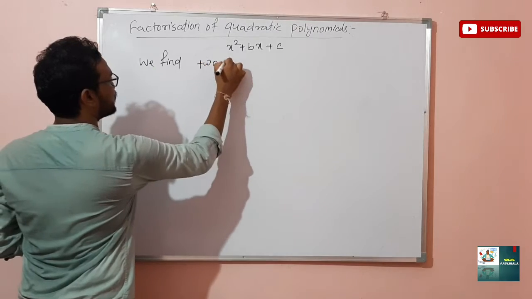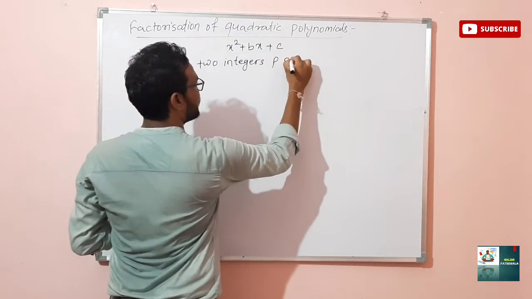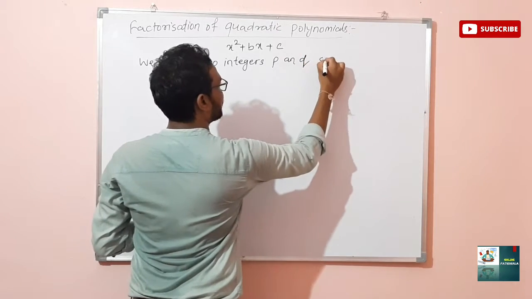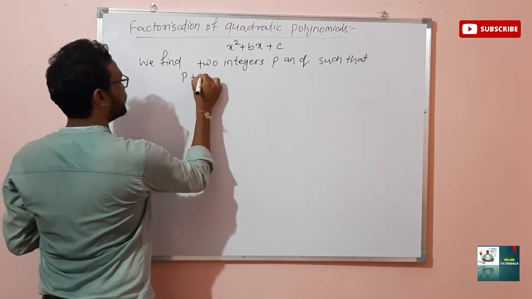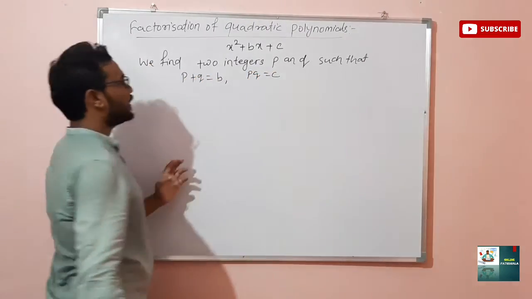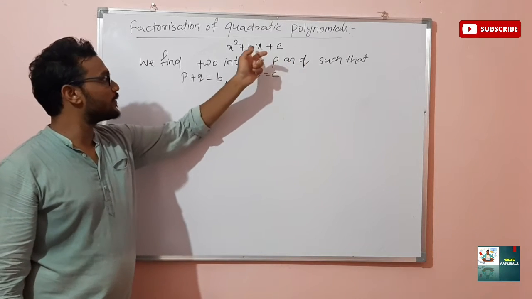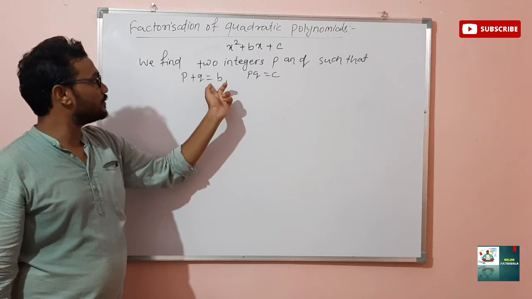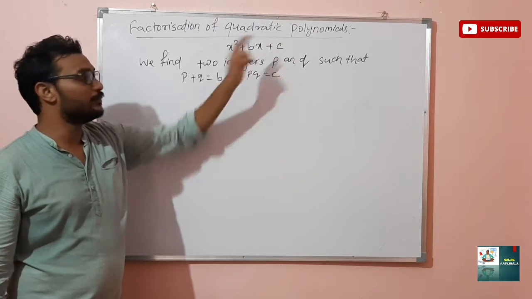two integers p and q such that p plus q is equal to b and p into q is equal to c. It means we have to find two integers p and q such that the sum of p and q will be b and the product of p and q will be c.